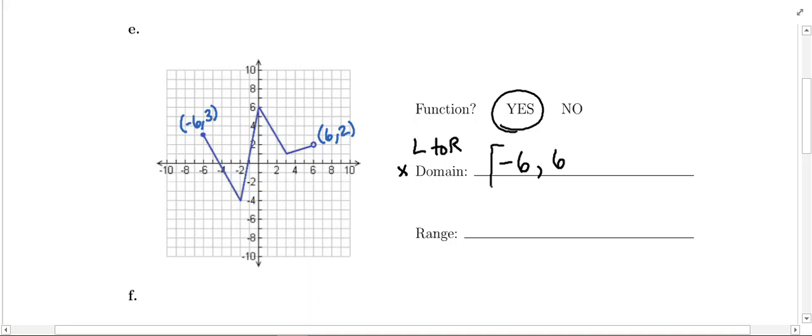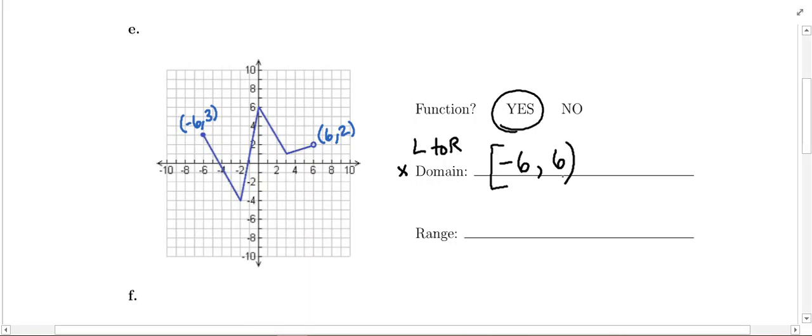So we're going to put a bracket. And then if we look at the open circle, that's the rightmost point on the graph that corresponds to an x value of +6. This is an open circle, so that point is not actually part of the graph. So we don't want to include 6, so we're going to put an open parenthesis there. Basically this blue graph exists between all real numbers between -6 and +6, including -6, but not including +6. So these are the x values that the graph exists between.